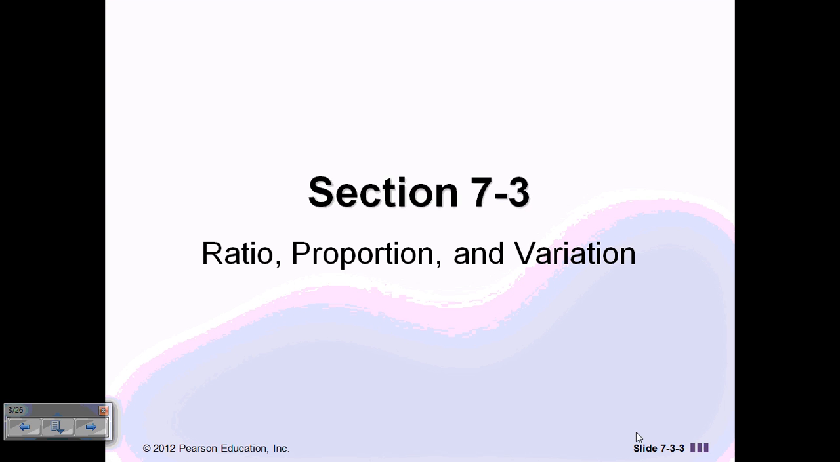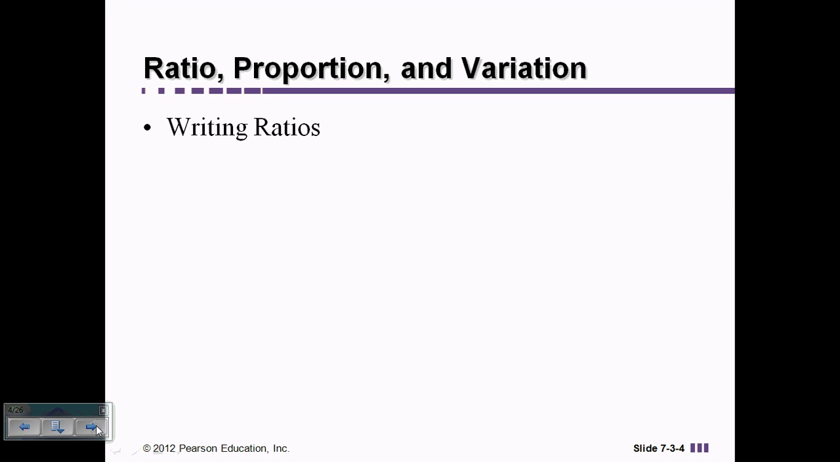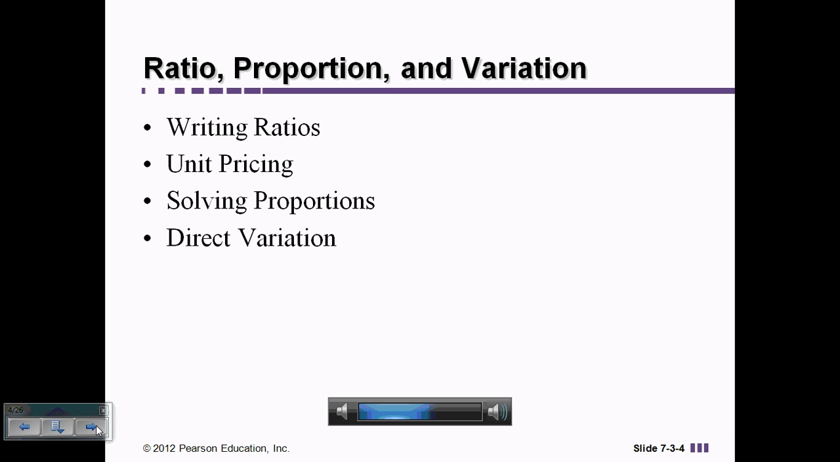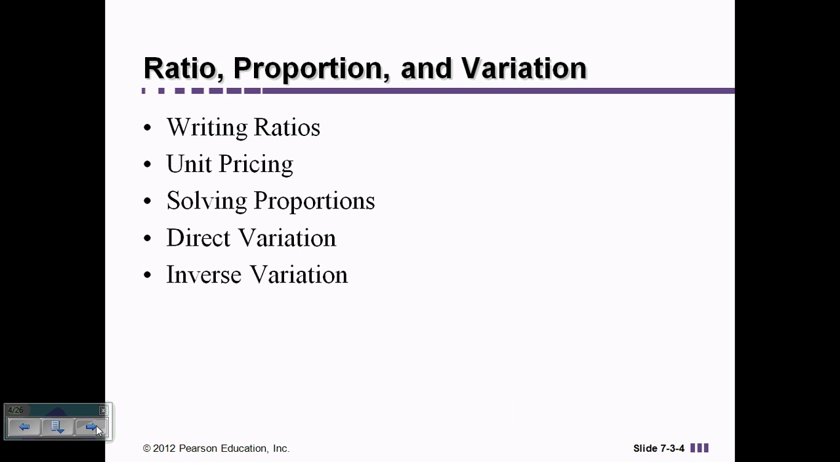All right, we're going to talk about section 7.3 today, which is talking about ratios, proportions, variations. We're going to talk about how to write a ratio, what a ratio is, how to calculate unit pricing, how to solve proportions, how to deal with direct variations versus inverse variations, and how to deal with combined or joint variations.